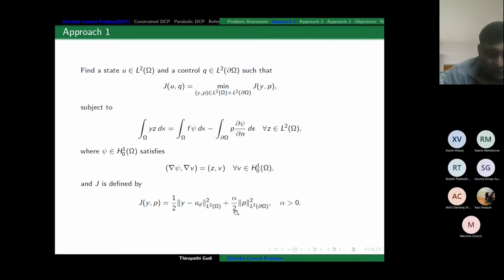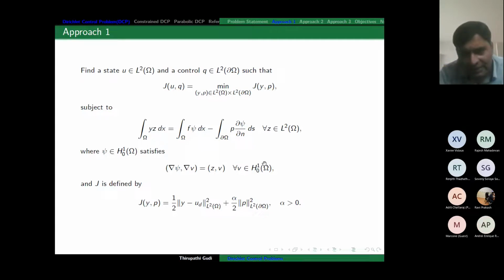regularizing parameter. So we can show that if the domain is Lipschitz, then this is L2, this is L2, this is L2 on the boundary, this is L2 on omega, and everything is a continuous linear functional for given z in L2. So it's a continuous linear functional on L2, and this is an inner product in L2. So the solution y exists for given p. So the problem is well posed, but it is posed only in L2.